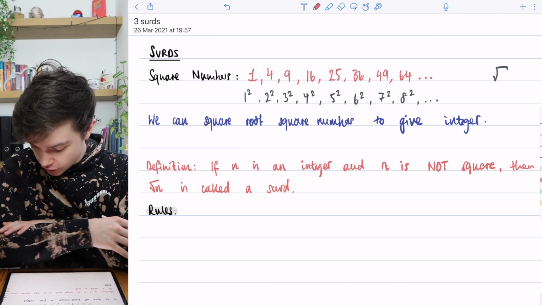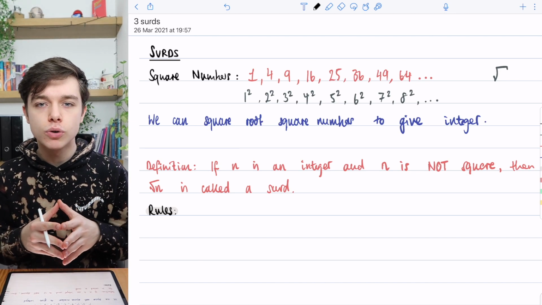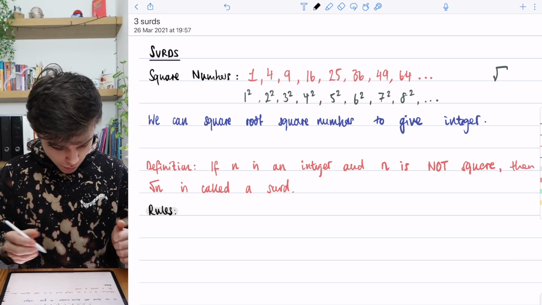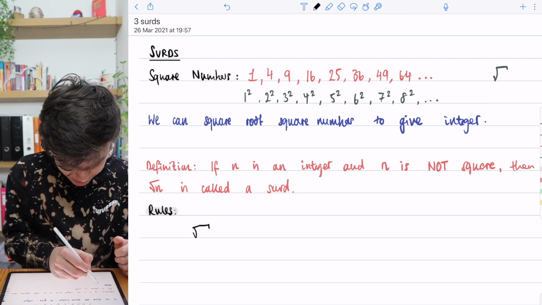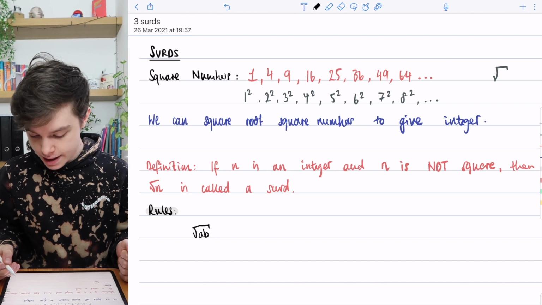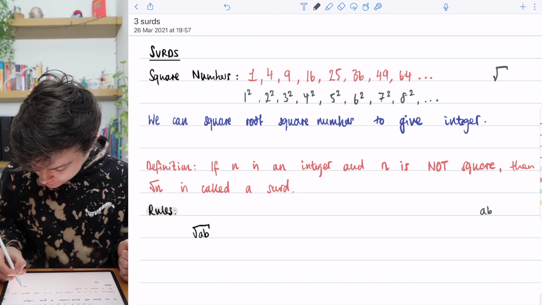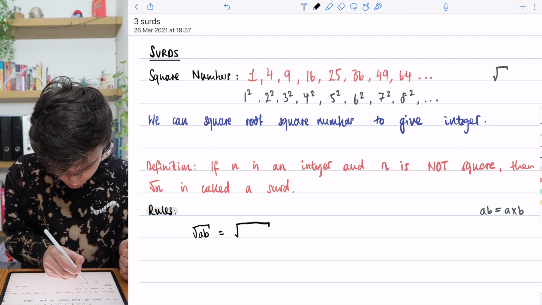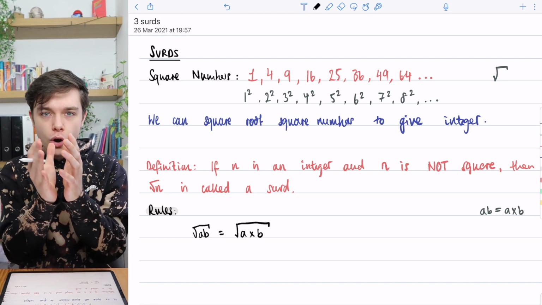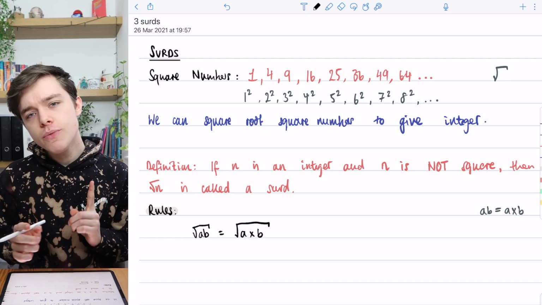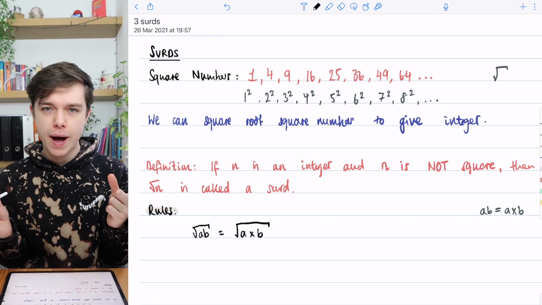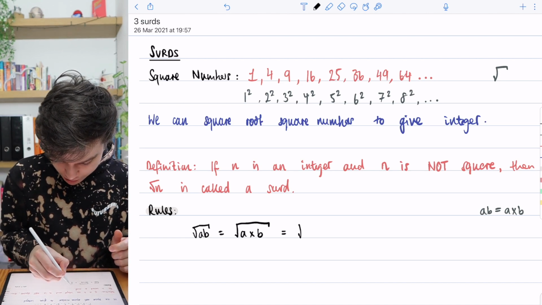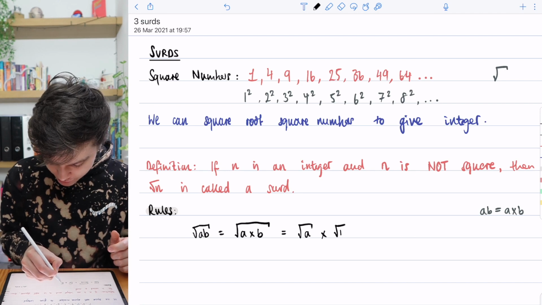Let me introduce you to some surd rules. You might have seen these before, but we'll have a look at them now. There are 3 surd rules that you need to know, and you can use them to manipulate surds. The first one is the square root of AB. Remember, AB is the same as A times B. So we're actually doing the square root of A times B, all under 1 square root. We can break the square root and give the square root to both A and B. So that's the same as the square root of A multiplied by the square root of B.